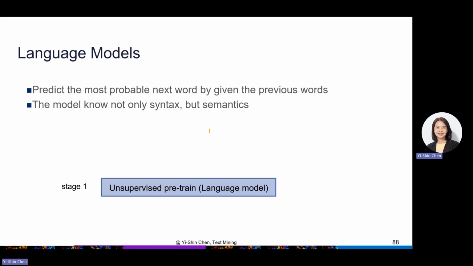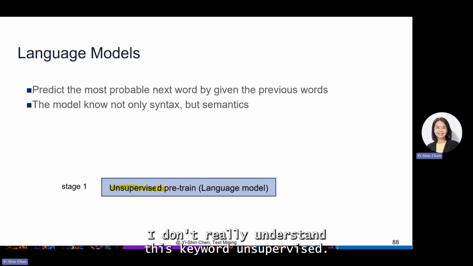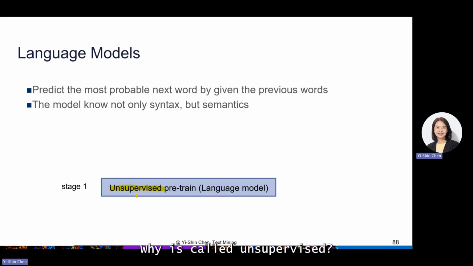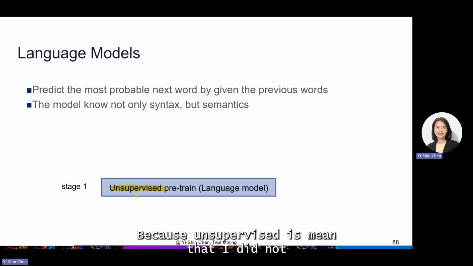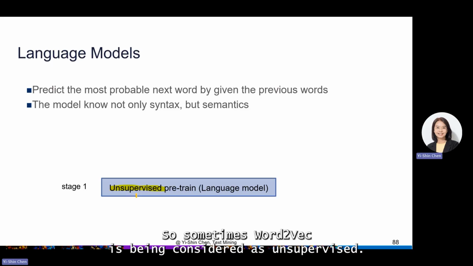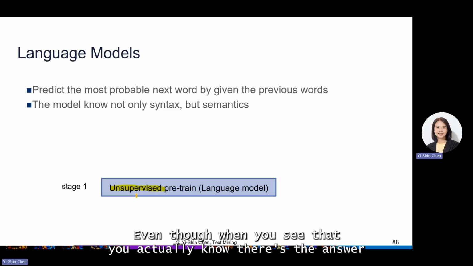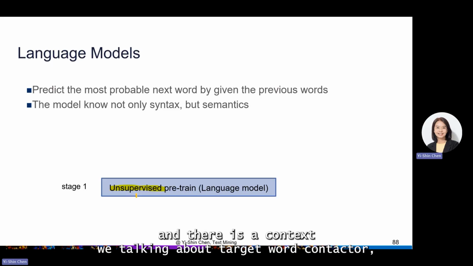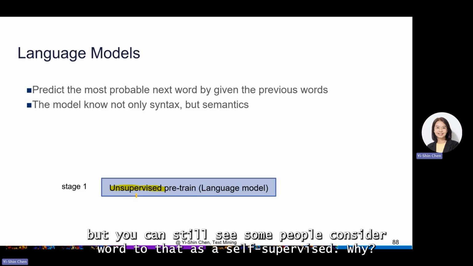You have stage one, the pre-train. We call it unsupervised. Some students say, Professor, I don't really understand this keyword unsupervised. Why is it called unsupervised? Because unsupervised means that I did not train for the task that you're talking about. So sometimes word2vec is considered unsupervised, even though you know there's an answer and a context. We're talking about target word and context word, but you can still see some people consider word2vec as unsupervised.